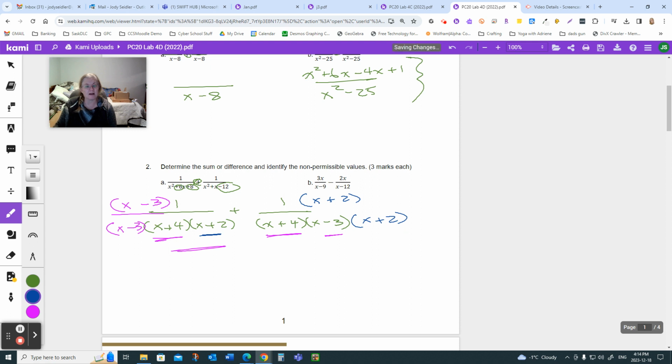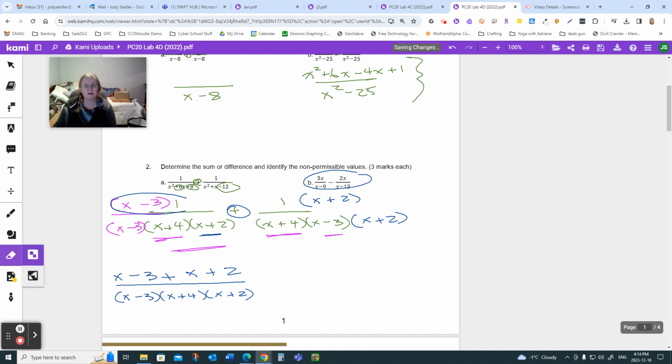Now the denominators match. When we multiply, order doesn't matter. So the fact that they're in different orders is irrelevant. As long as all of the pieces are there, they're the same. Those factors all match. X minus 3 up here times 1 plus 1 times x plus 2. Collect like terms, tidy it up, do your non-permissibles. This one, nothing factors on the bottom, so it's just going to be a matter of going x minus 9 on top and bottom here, and x minus 12, and so on, and tidying those up.